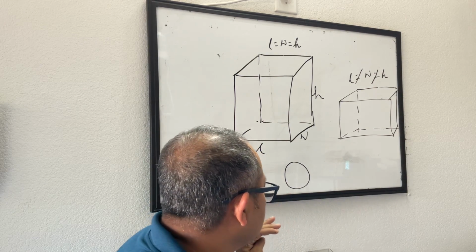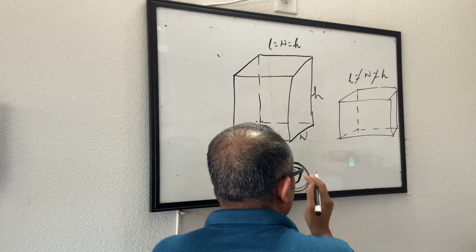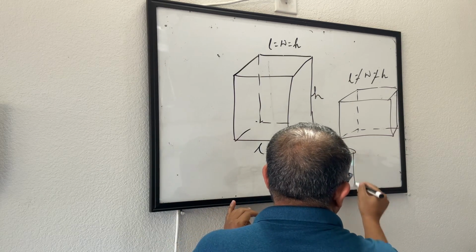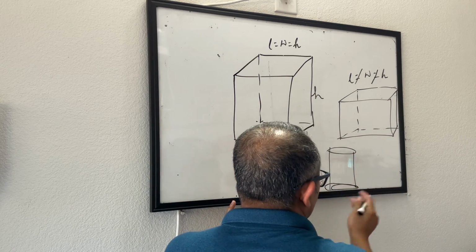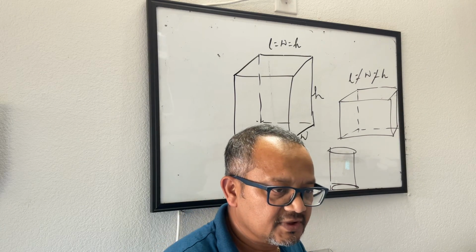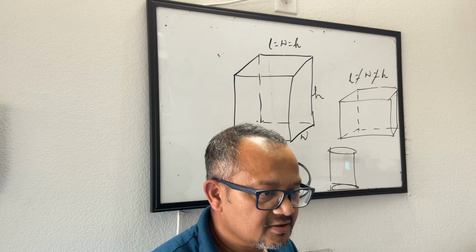If I keep stacking this circle one after another, after another in a vertical direction, and I keep adding height to it, this is called a right cylinder. Everybody with me so far? Yes, sir. Okay.